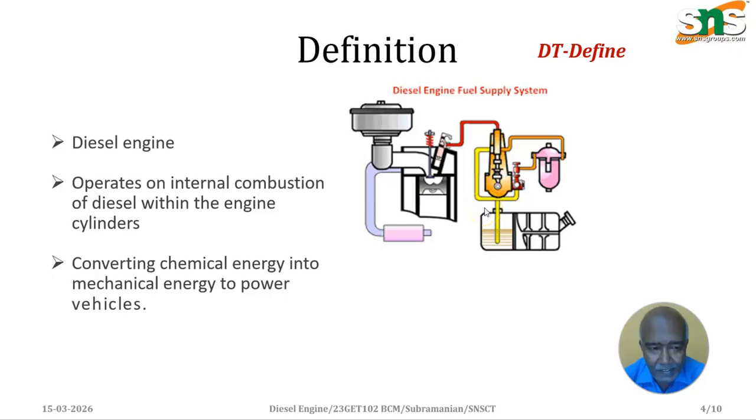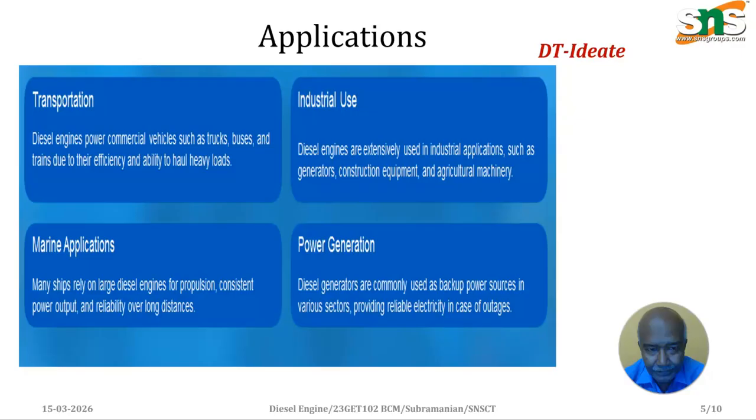Now the definition of the diesel engine. The diesel engine operates on the internal combustion of diesel only within the engine cylinders. Here the chemical energy is converted into mechanical energy and then to power energy. So the diesel engine converts chemical energy into mechanical energy and then to power energy.